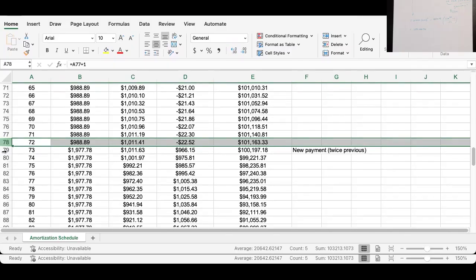That's not financially good in my head, that I build up the balance even though I'm making a payment every month.